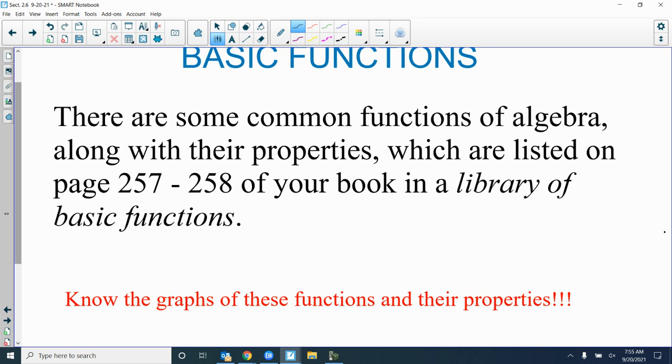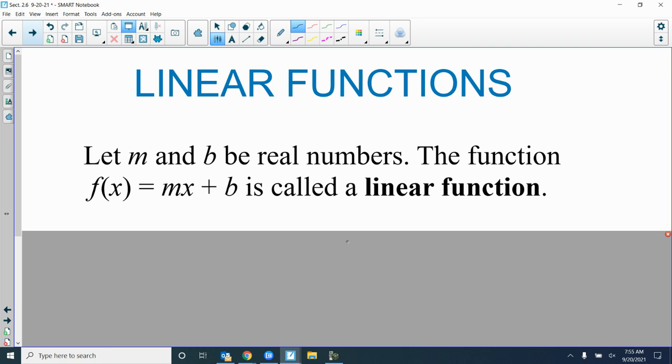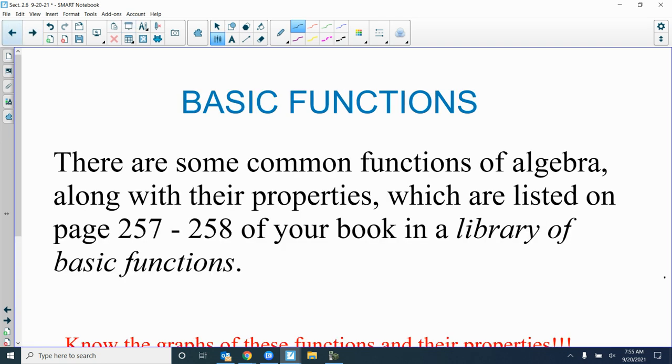So for that first one, they give you the graph and they list the domain, they list the range, where it's increasing, decreasing, or constant, and whether it's an even or odd function. So just kind of fill those in. Like I said, take, I don't know, 5 to 7 minutes.